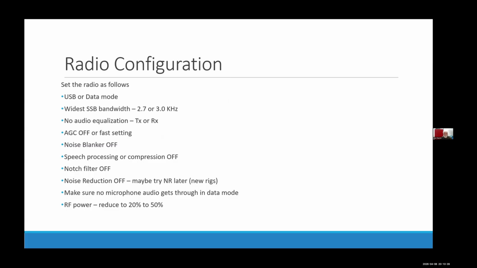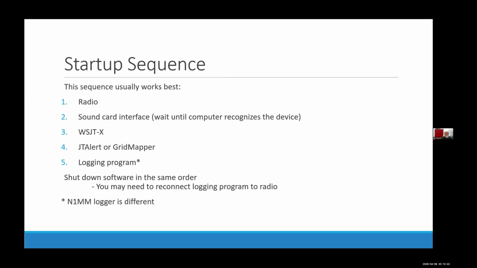Okay, so another thing is you're trying to get all this hardware and software to cooperate, and sometimes it's a little bit tricky. What you want to do first, this may sound dumb, is try a sequence for turning things on. First the computer, then the radio, then the sound card interface if it has an on-off switch, and then WSJT, then JT Alert or any helper program, and then the logging program last. When you go back to normal mode, shut down the software in the opposite order.